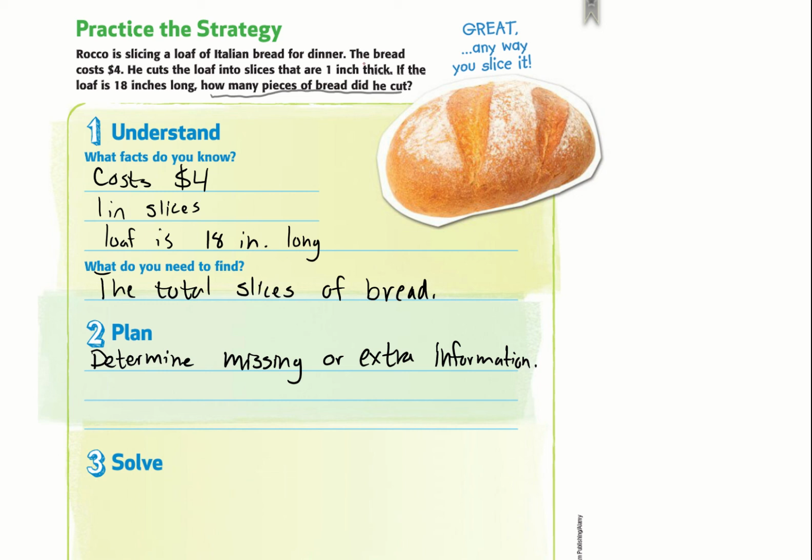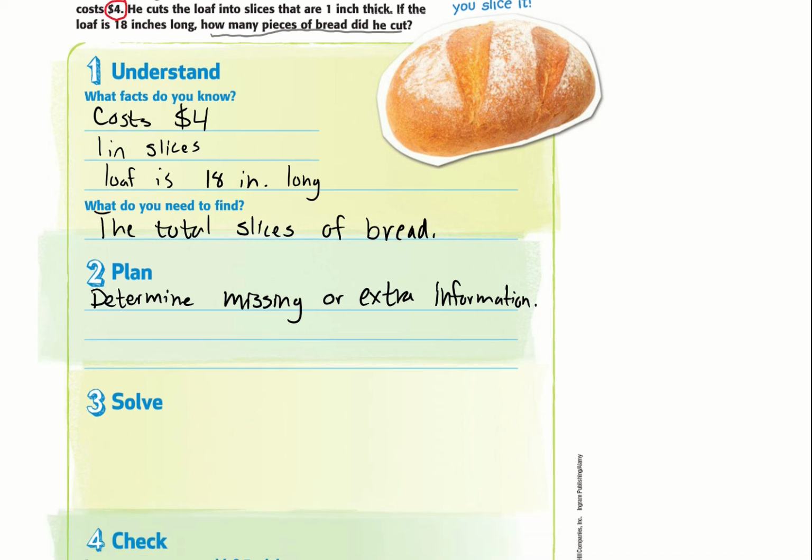I'm going to say this sentence here, the bread cost $4. The bread costing $4 is not needed to help us solve because the question is, how many pieces of bread did he cut? So we're going to say the price of $4 is extra because it will not help us solve.